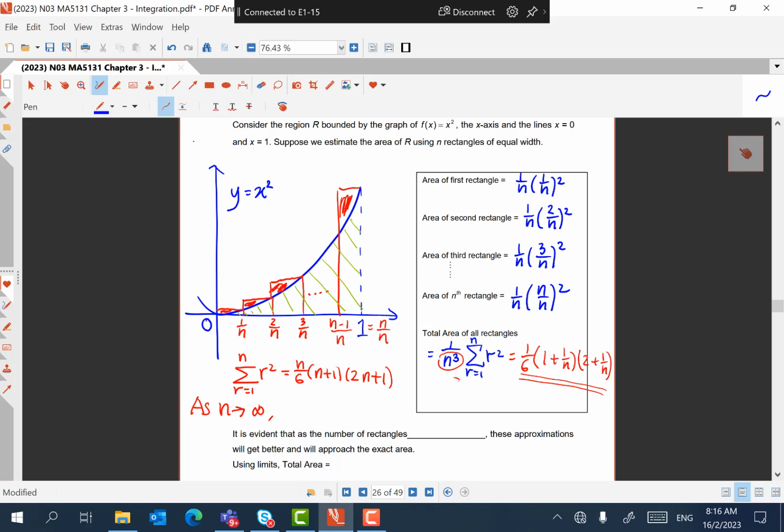So how will it go? As n increases, these pockets of errors will start to diminish. And as n increases, these pockets of errors will diminish to nothing. So Howard says, as n goes to infinity, the total area, which I denote as capital A, will tend towards the area under the graph, which we oftentimes write like this.